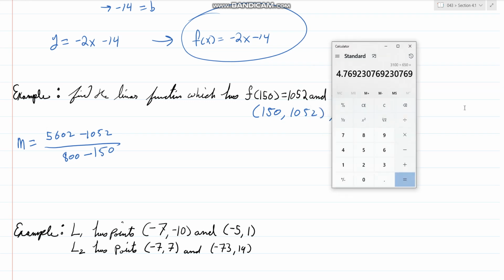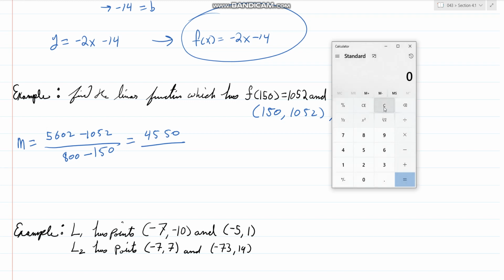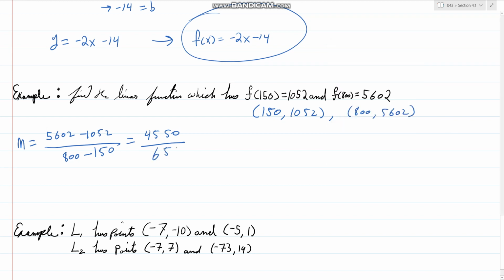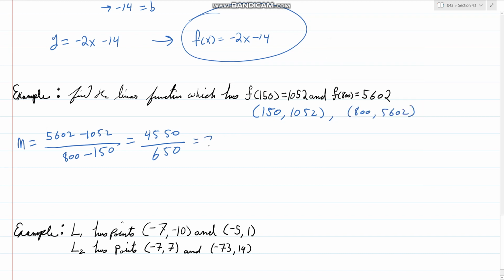Okay, I'm going to take my calculator out and see what we get. 5602 minus 1052 equals 4550. Okay, and then we just have 800 minus 150. I think that's going to be 650. It is. Okay, let's divide, see what we get. We get 7. Okay, so that's my slope. I have a slope of 7.